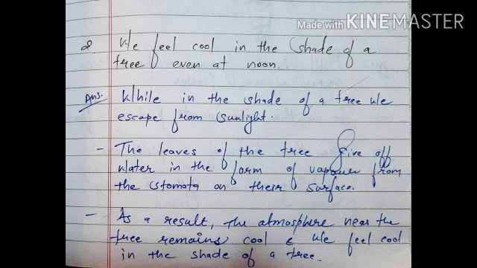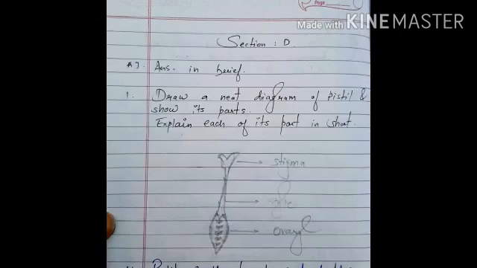Second is we feel cool in the shade of a tree even at noon. Answer is while in the shade of a tree we escape from sunlight. Second point, the leaves of the tree give off water in the form of vapor from the stomata on their surface. As a result, the atmosphere near the tree remains cool and we feel cool in the shade of a tree. Now talk about section D, answer in brief.